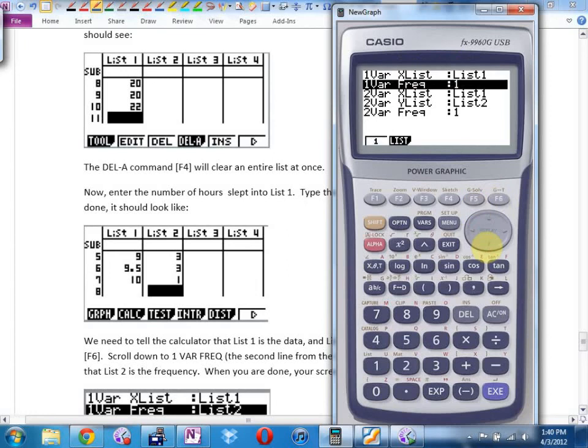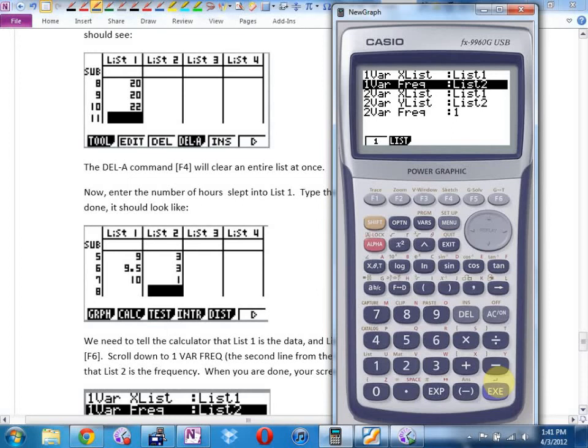Our frequency is not 1 for each piece of data. What list did we type our frequency in? List 2. So if you press the list button, what does it line up with down here? F2. What list number did we type the frequency in? 2. Enter. Now it knows that's your frequency column. Does that make sense? When you get the hang of it, it makes good sense. You need to practice this. Okay, we've set up our list correctly.